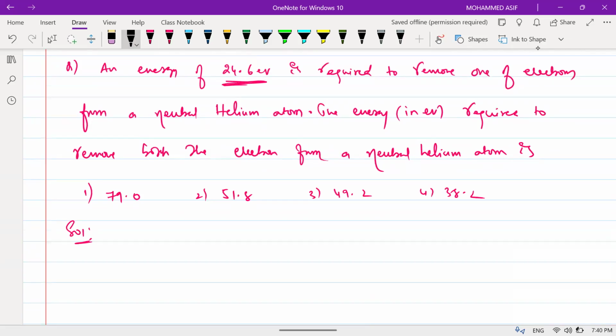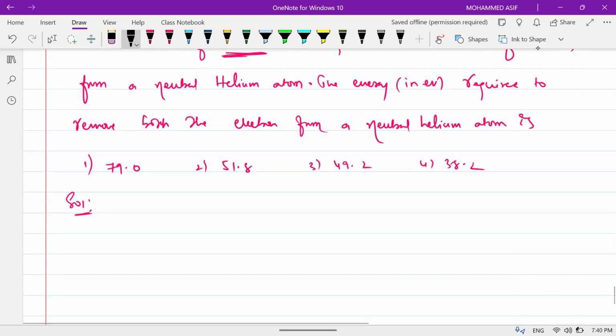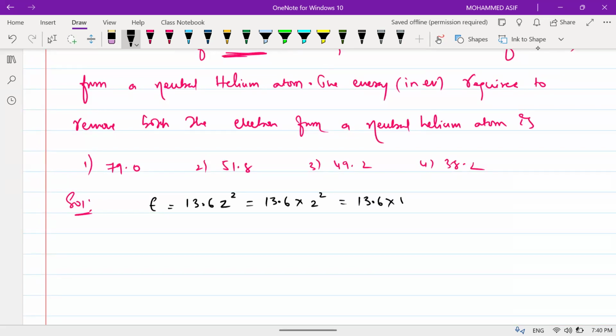The energy of 24.6 electron volt is required to remove an electron. Now tell me, the energy of helium will be equal to how much, beta? Energy of helium will be equal to 13.6 into Z square, that is equal to 13.6 into 2 square, that is 4. So this will be equal to how much for me? 54.4 electron volt is present in the lowest level of helium.